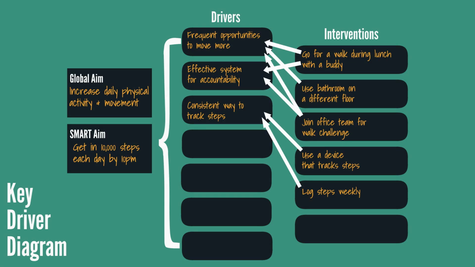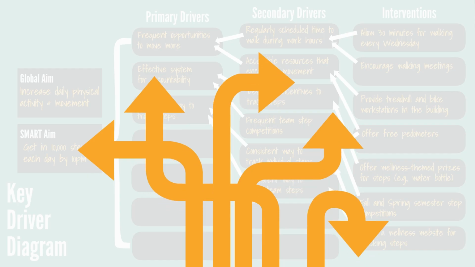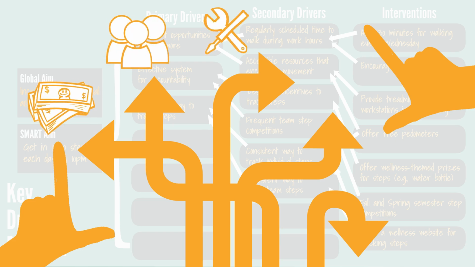Key driver diagrams can take many forms, ranging from simple and high level like the example from the last video, to deep and complex. The level of detail in the KDD will likely be shaped by the complexity of the problem or scenario you are trying to address or improve, the scope of the project and goals, and the number of resources and time you will have to carry out the project.